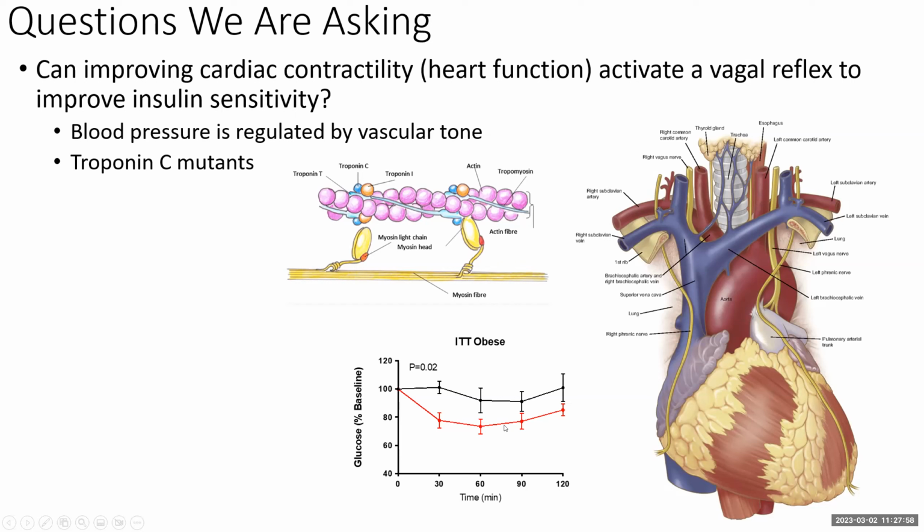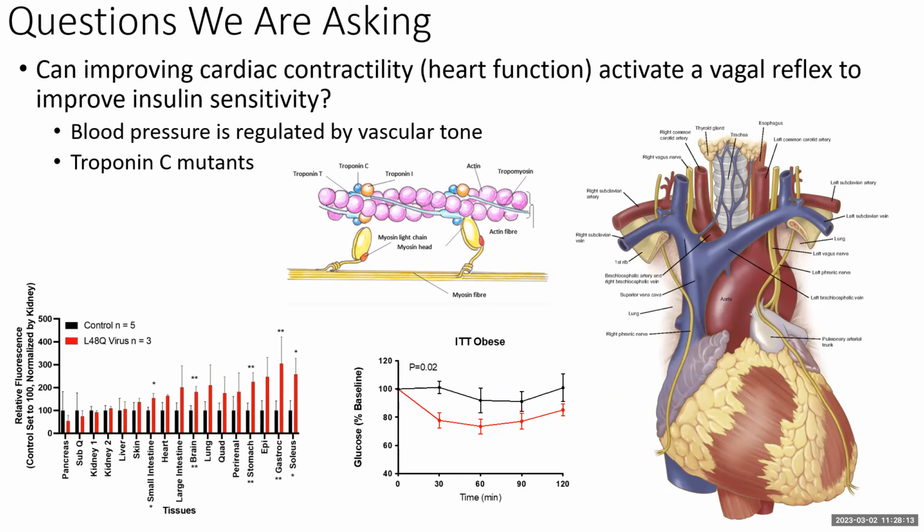This test is a test where we inject the mouse with insulin and we see how much blood glucose goes down. And in those mice that were expressing this troponin C that made the heart beat better, we had improved insulin sensitivity. And that's because what we did is we shifted blood flow. So this is a measure of blood flow, and we set our controls to 100%, and we look at everything relative to that.